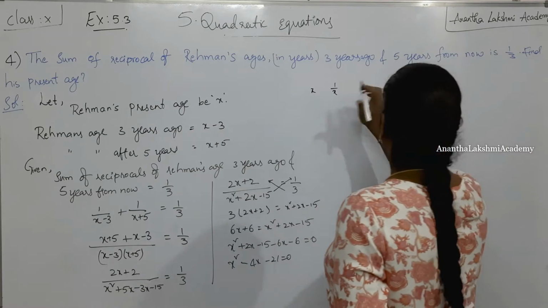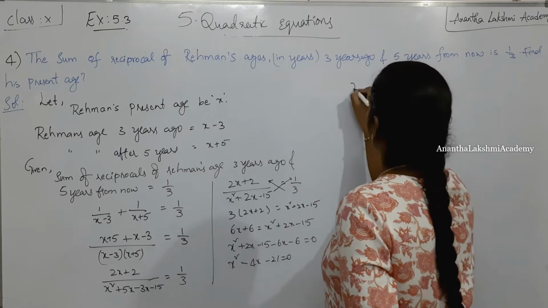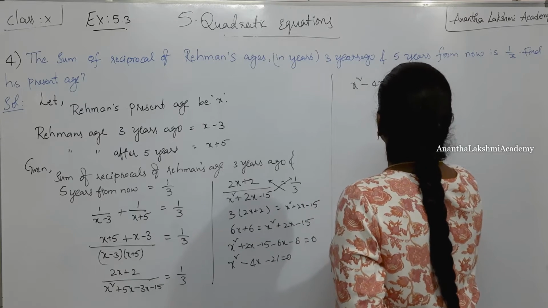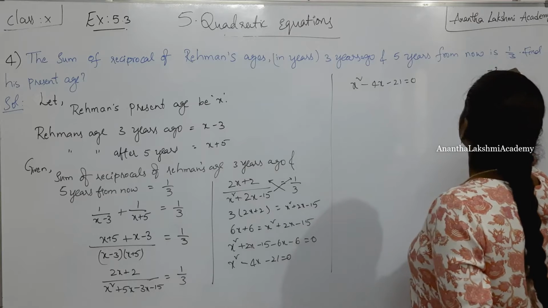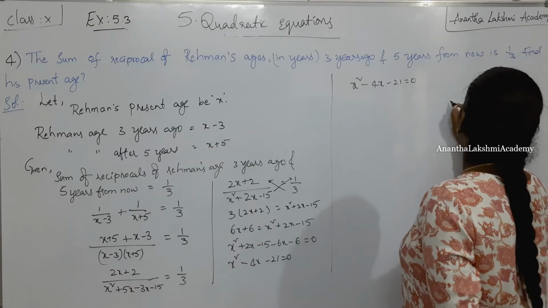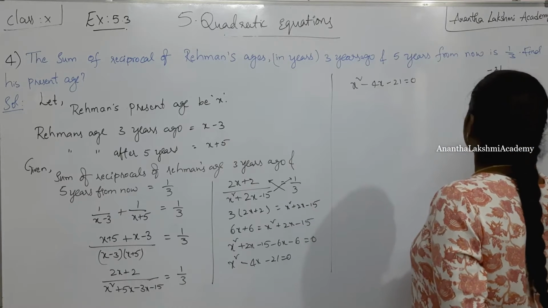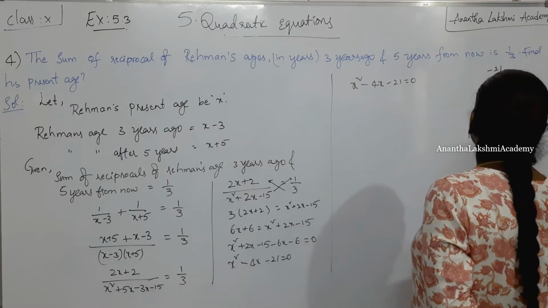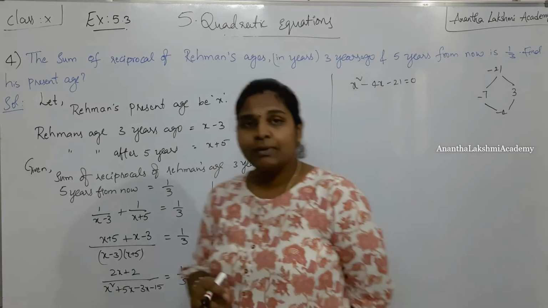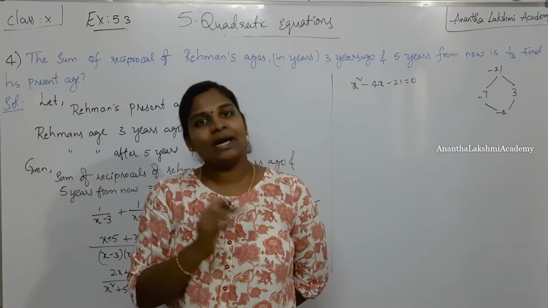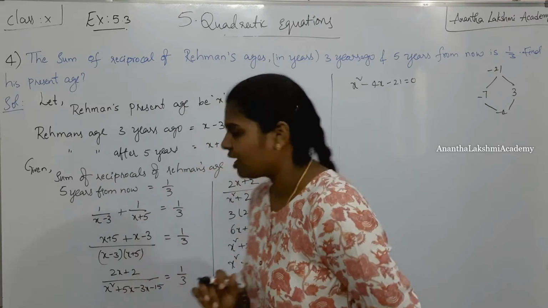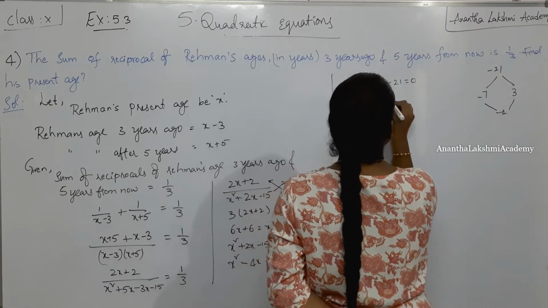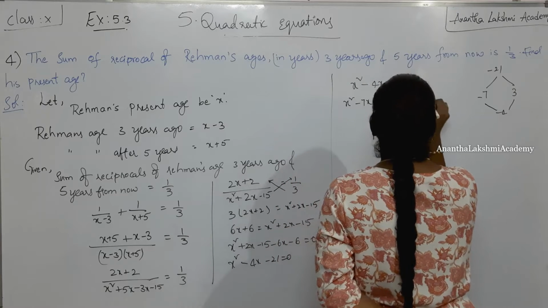What is it? x square minus 4x minus 21 is equal to 0. Here the product of the roots is minus 21. When you sum them up, if I can write it as 7 and 3, the sum of them should be minus 4. So I am going to write it like this: minus 7 multiplied by 3 gives minus 21, and minus 7 plus 3 gives minus 4. Okay. So let us write this as x square minus 7x plus 3x minus 21 is equal to 0.